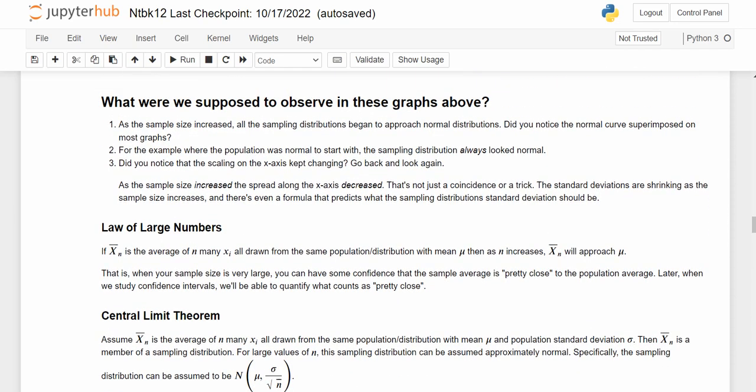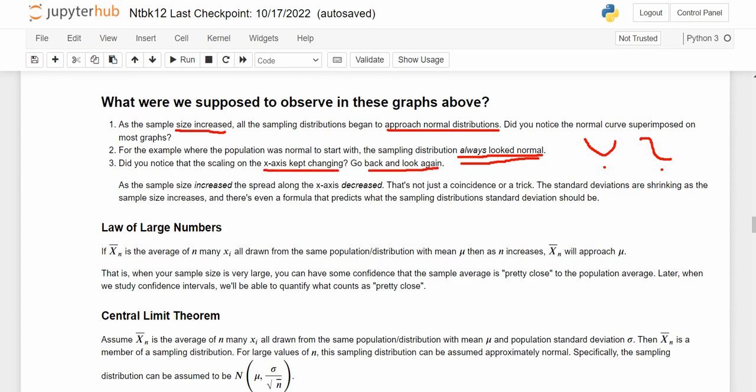The notebook just asks us, what are we supposed to observe in the graphs above? And it's some of what I told you before, right? As the sample size goes up, the sampling distributions begin to approach the normal distribution, so it's bell-shaped. And the sampling distribution, regardless of the original distribution, even when it was sort of the anti-bell or the ski jump, it didn't matter what the original distribution was, the result of the sampling distribution always turned out to be bell-shaped.